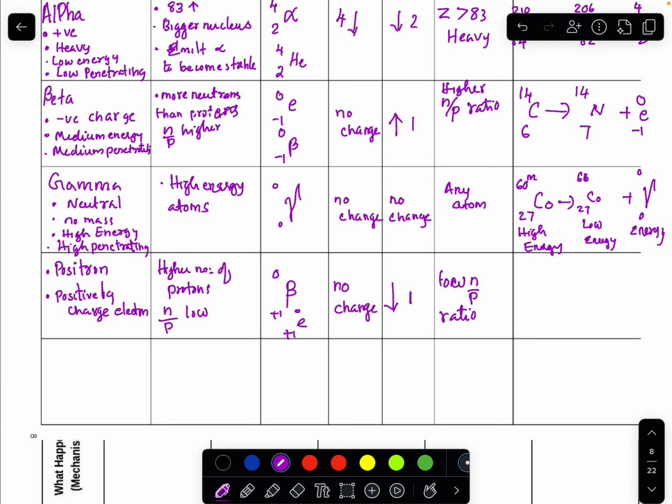Okay, write an example. Okay, so positron, RB 3781 and emitting a beta particle. It's not beta, it is positron +1. So 37 minus that will become 36. 36 will be krypton and mass number remains same.